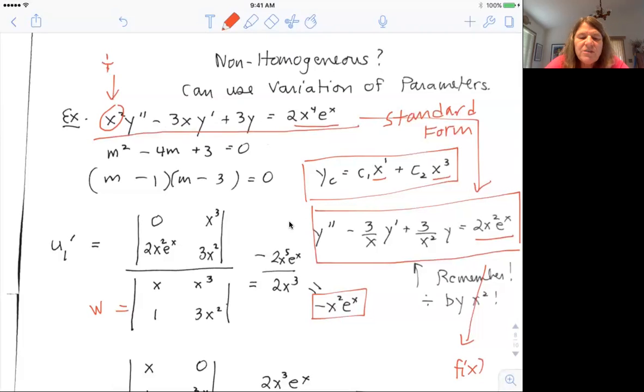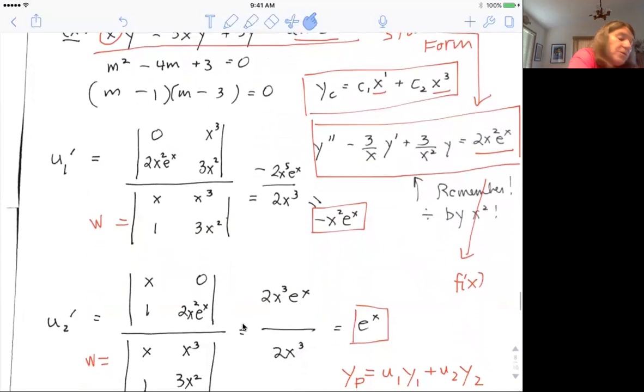Okay, just real quickly, because we did this one yesterday. In the bottom, we put the two members of the fundamental set. We differentiate. We find the Wronskian at the bottom, which ended up being that. In the top, we put the 0 and the f of x after we had divided by x squared. So 0, 2x squared e to the x. And then the second column remains the same. That gives me u1 prime. Now we will remind ourselves of what u1 prime is in a minute.